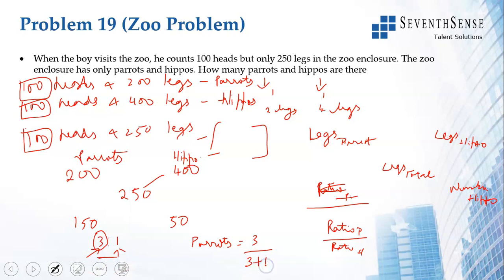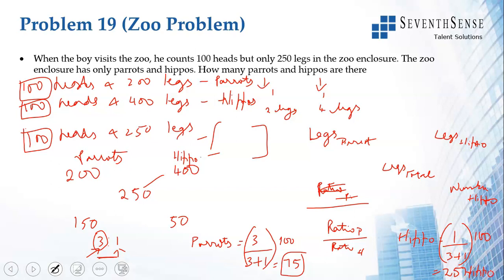I add in the denominator. Into what number should I multiply here? Into 100, because there are only 100 animals, because 100 heads are there. So I'll get 3 by 4 into 100, I'll get 75 parrots. And similarly for hippos, if they had asked, I would have gotten 1 divided by 3 plus 1 into 100. I would have gotten 25 hippos.